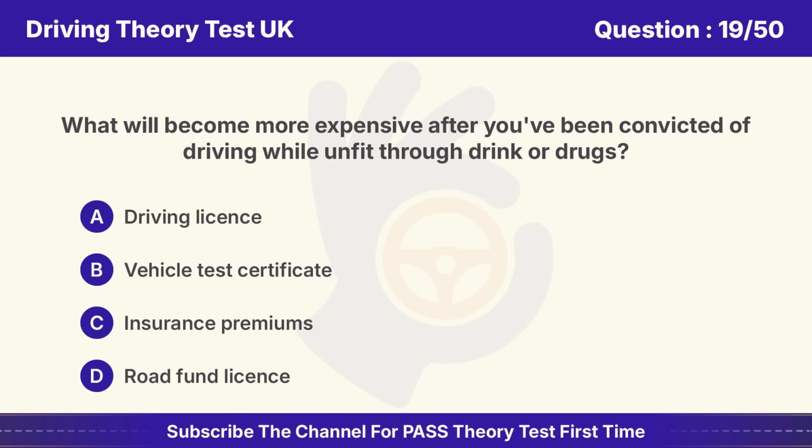Question 19. What will become more expensive after you've been convicted of driving while unfit through drink or drugs? Option A. Driving license. B. Vehicle test certificate. C. Insurance premiums. D. Road fund license.